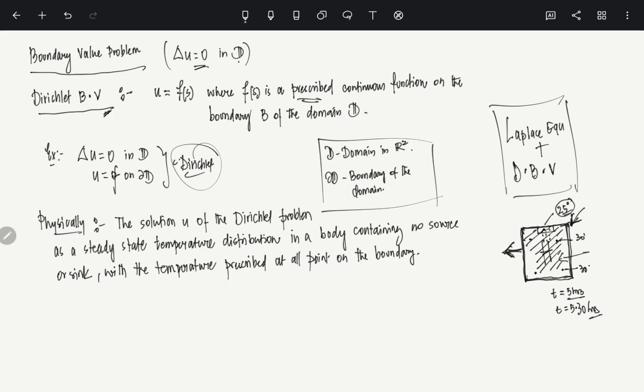But the idea is this: u equals 0 on the boundary, if I'm saying this, that's the boundary data, right? It basically says that there is no heat coming into the room or going outside the room. Okay, right. So that's the idea of the Dirichlet boundary.